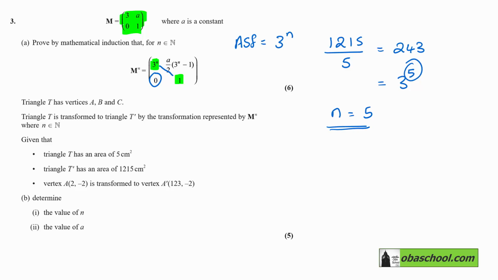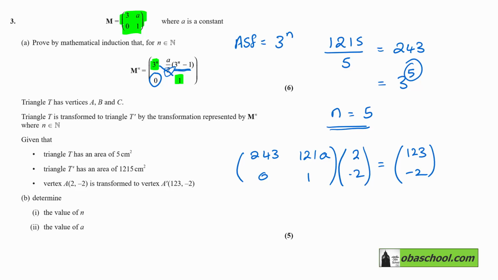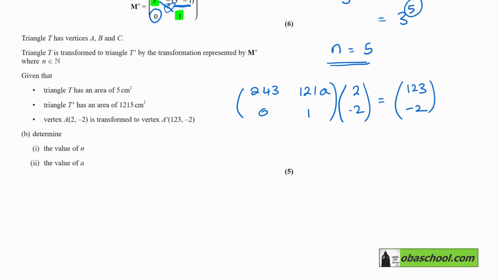Now, once we have n equals 5, the transformation matrix would have 243, then 243 take away 1, which is 242, divide by 2, 121, so 121A. And then we'll have the 0, 1. And the point we're transforming, A, is (2, −2). And that would go to (123, −2). So we're just interested in the top row.